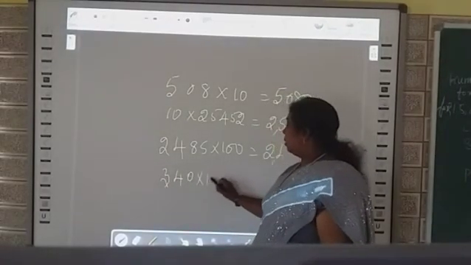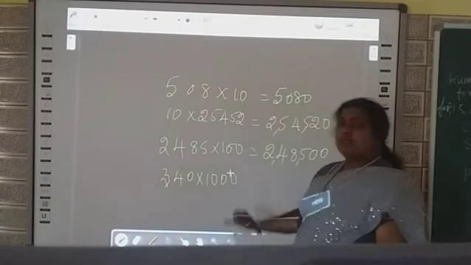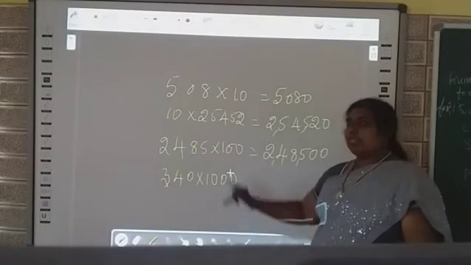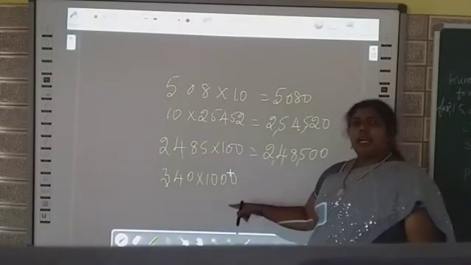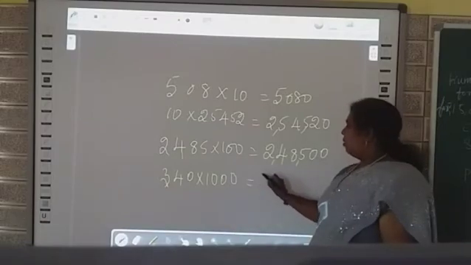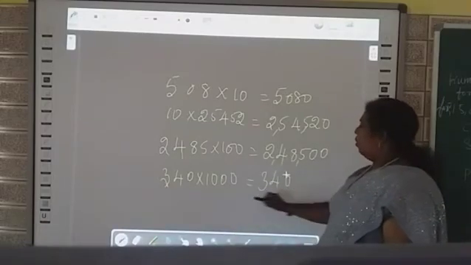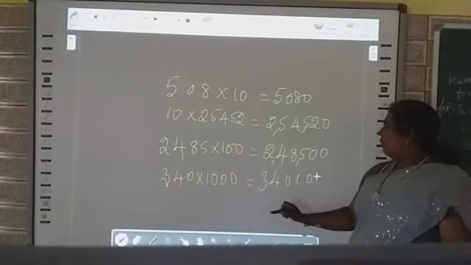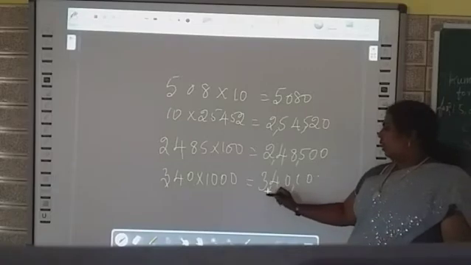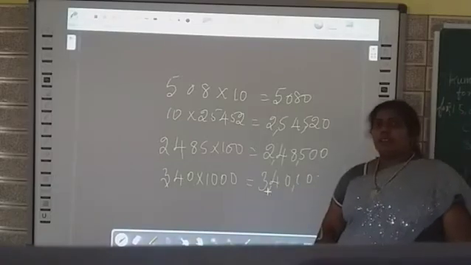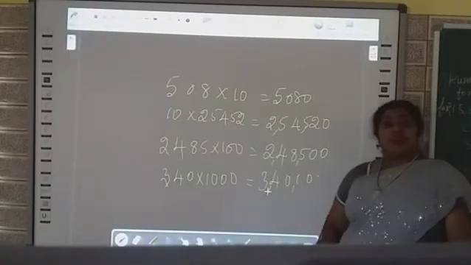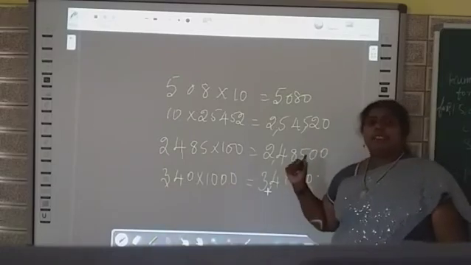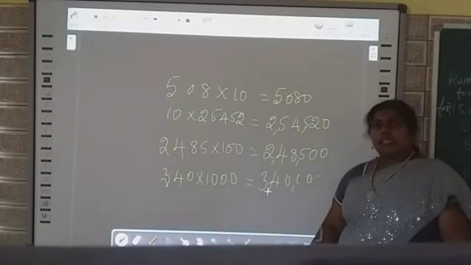So for example, 3-digit number, 340 into 1000. Here 1000. Okay. Here already that ones place 0 is there. Again you have to add these 3 zeros. So the answer is 340. Again you have to add these three in ones place, tens place and hundreds place. Okay. So the answer is here 3,40,000. Do you understand? This multiply by 10, 100 and 1000. Do you understand? Yes.